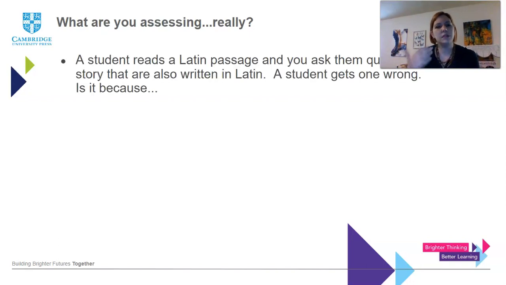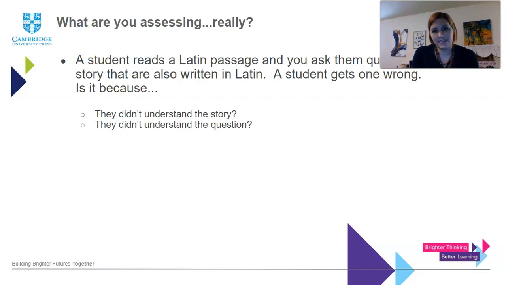Right? So if a student reads a Latin passage and you ask them a bunch of questions about that reading that are also in Latin, and a kid gets one wrong, are they getting it wrong because they didn't understand the story? Or are they getting it wrong because they didn't understand the question? So you have to be careful, right, about not falling into that trap.